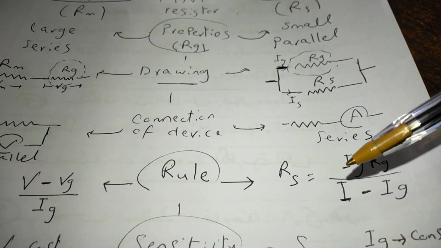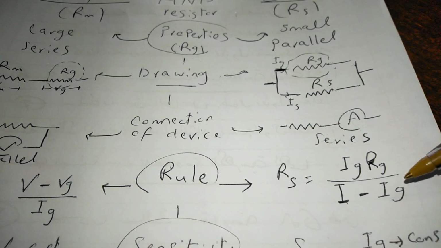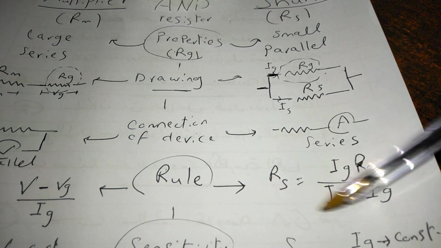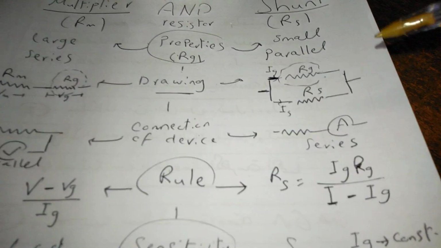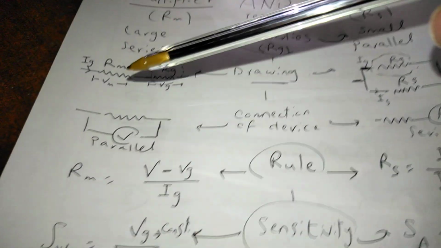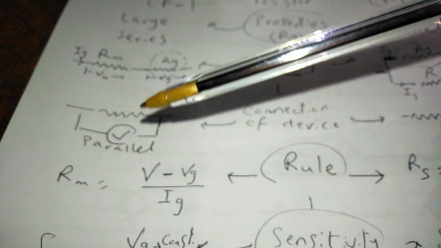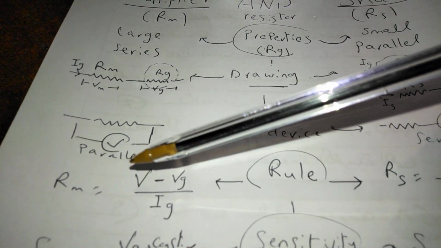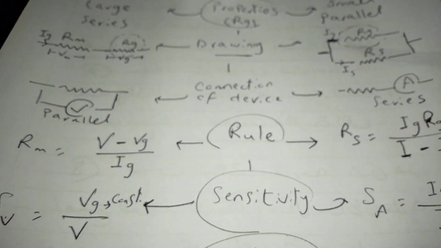Okay. And here we have the rule of each. RS is equal to IG RG divided by the bracket I minus IG. And here we can notice that RS and I are inversely proportional, while IG RG is constant here. On the other hand, RM is equal to V minus VG divided by IG. And the relation here, RM is directly proportional to voltage, while VG and IG are constant.